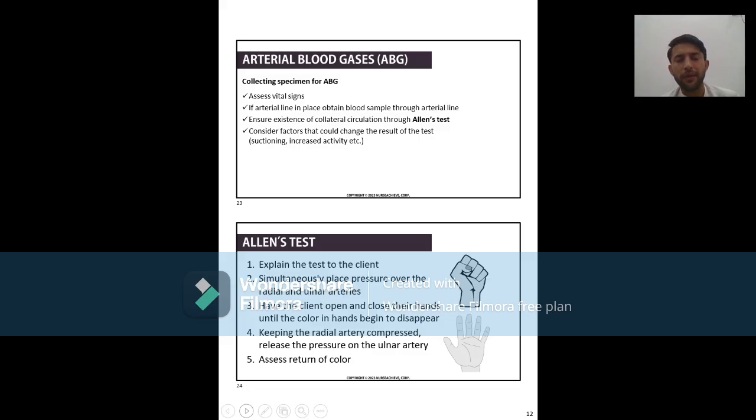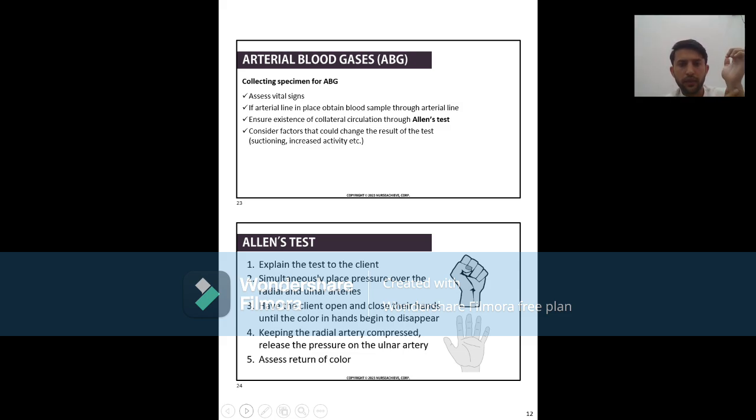How will we perform the test? We will perform the Allen test. We have to explain to the patient what we are doing. We have to tell the patient that this test is used for checking the collateral circulation. First, we will make a fist. We will compress both arteries, radial and ulnar. We have to tell the patient to close and open their hand.